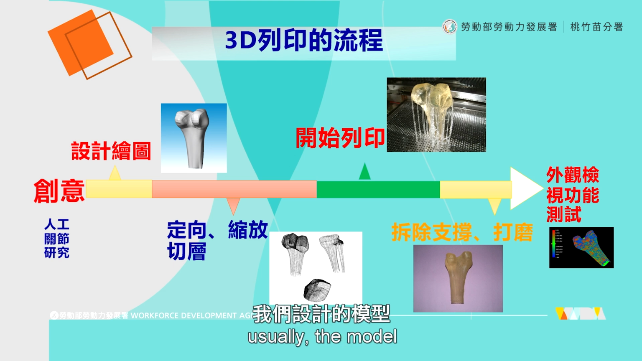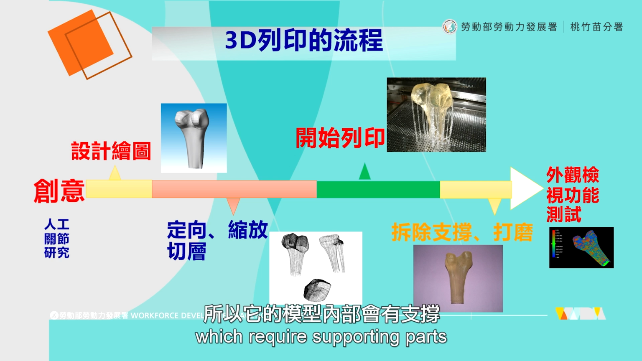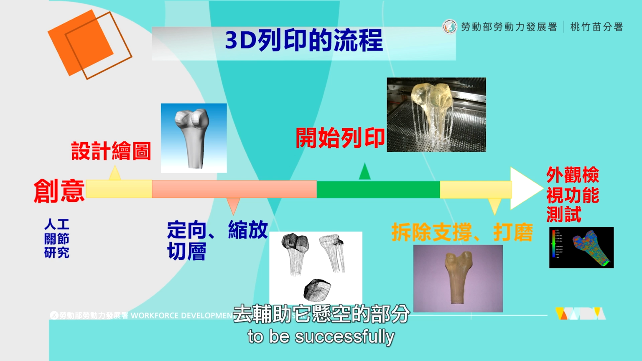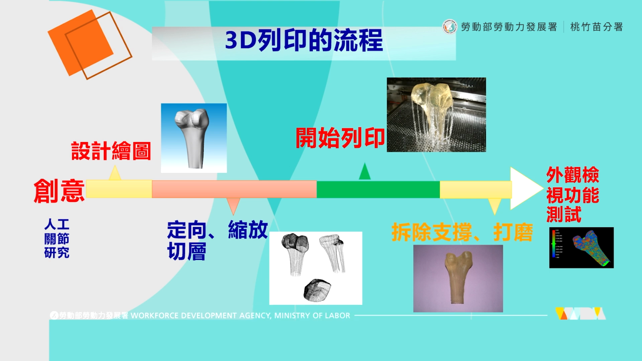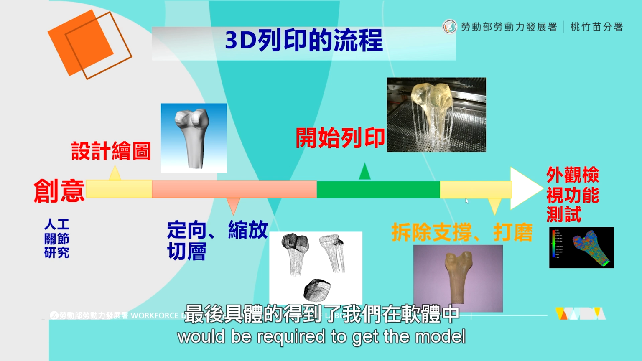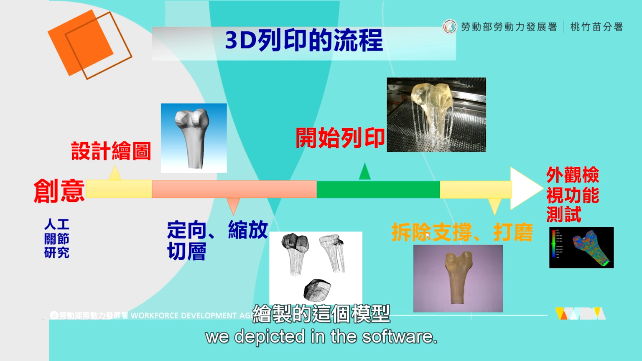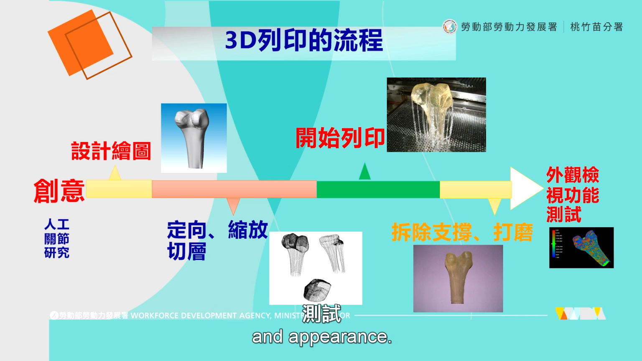Once printed, usually the model contains movable hanging parts, which require supporting parts to be successfully 3D printed. So, after printing, we need to remove the extra supporting parts outside the model. Sometimes additional processing like polishing would be required to get the model we depicted in the software. Then we can thoroughly inspect and test the model's functionality and experience.